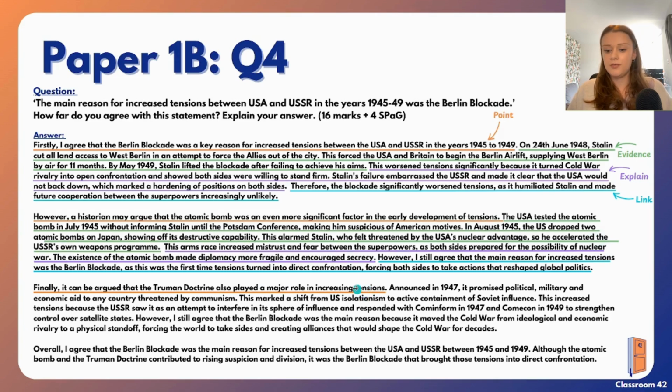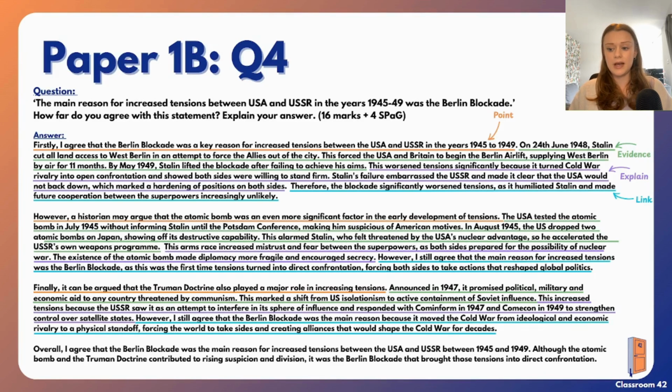Okay, and then finally we're doing our final point. So finally, it can be argued that the Truman Doctrine also played a major role. As always, we're giving our evidence, talking about what the Truman Doctrine did. We're going to explain how this increased tension, how the USSR saw it as an attempt to interfere in its sphere of influence, and then it responded with Cominform and Comecon. And finally, we are linking back to the question and linking back to our judgment.